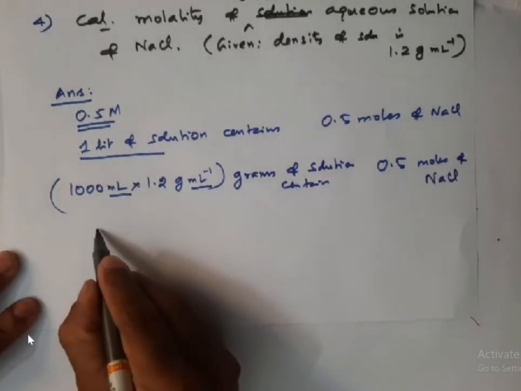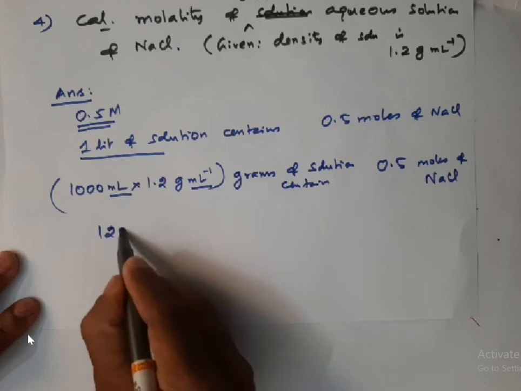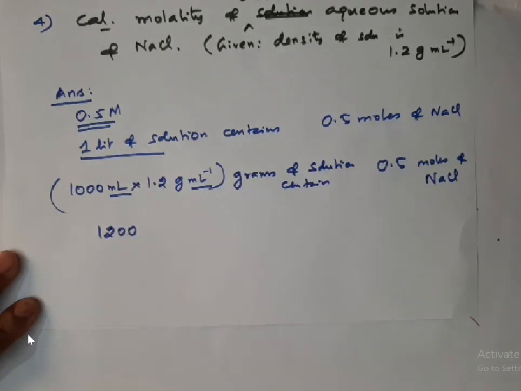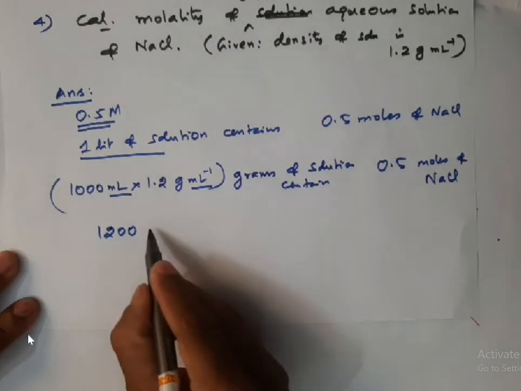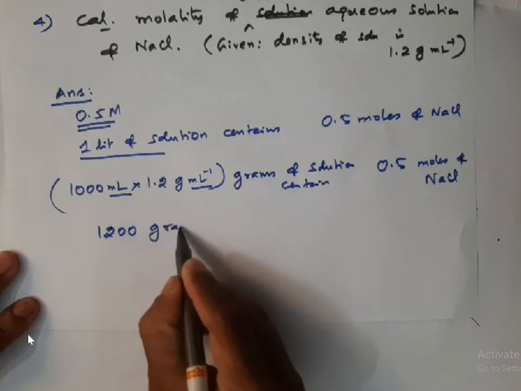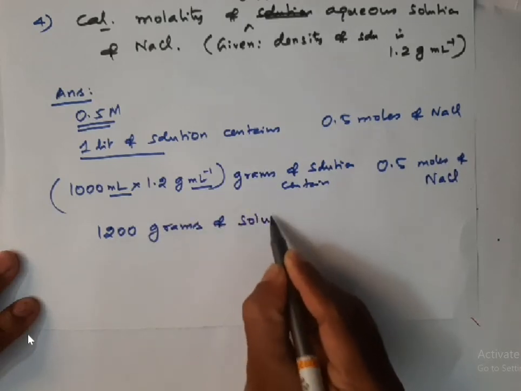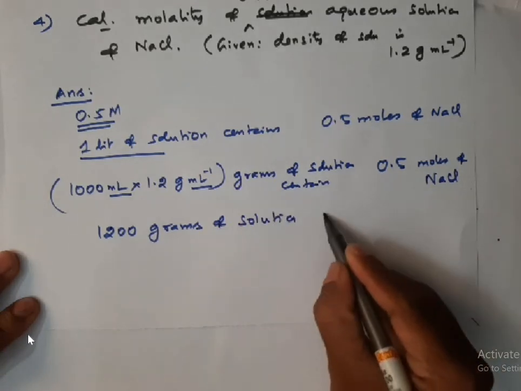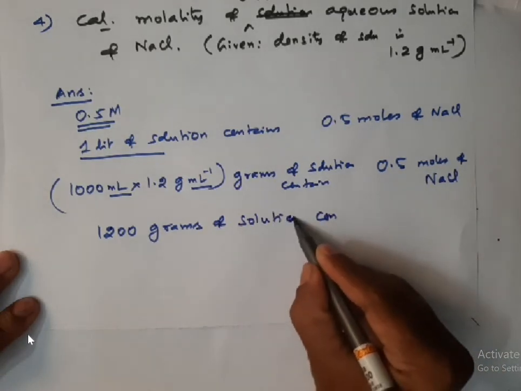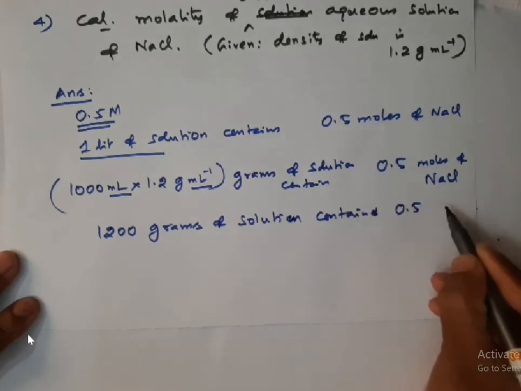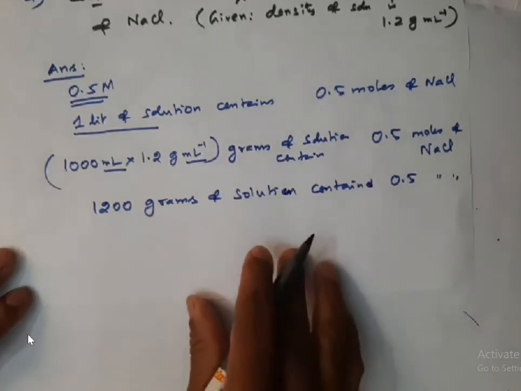1000 into 1.2 is 1200, so 1200 grams of solution. This is the mass of solution. The solution contains 0.5 moles of sodium chloride.